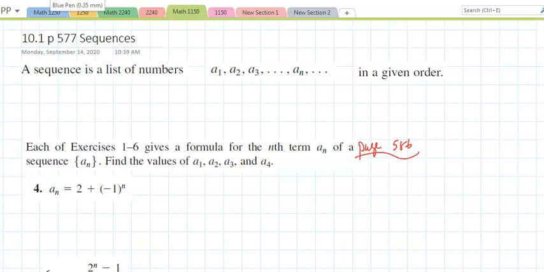Section 10.1. So chapter 10 talks about sequences and series. And here we're going to really spend some time mastering, well, 10.1 is only sequences, but the rest of chapter 10, 10.2 through 10.6, talks about the different types of sequences and series that we have, and we test for convergence or divergence.